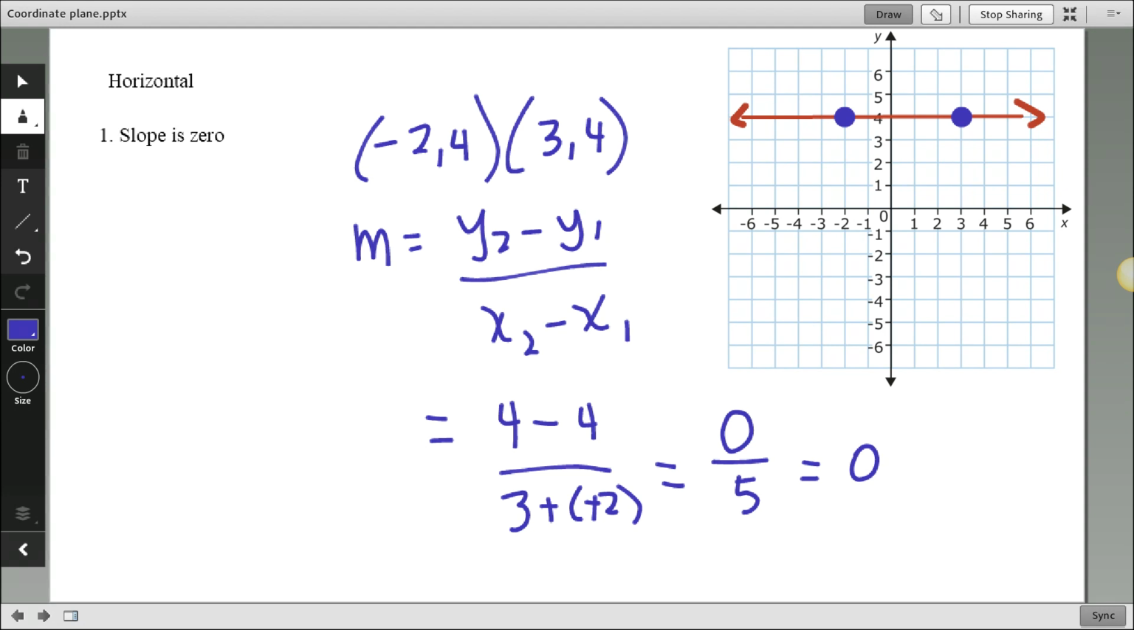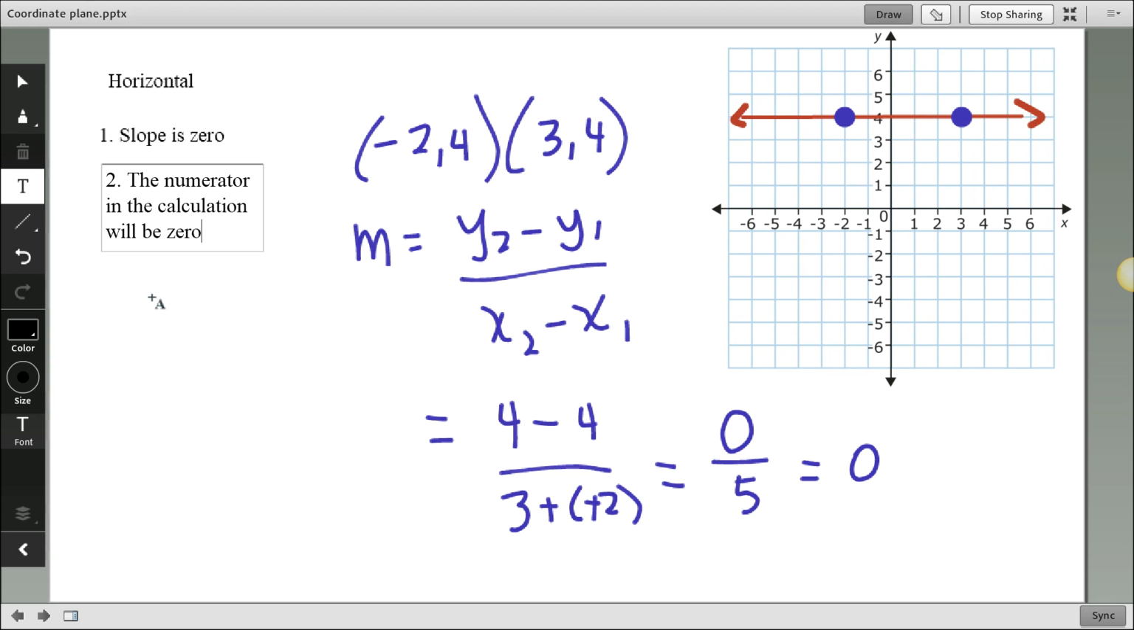So it's a horizontal line because the slope is 0, because when you calculate, what's going to happen? The numerator in the calculation will be 0. And that will always be the case.